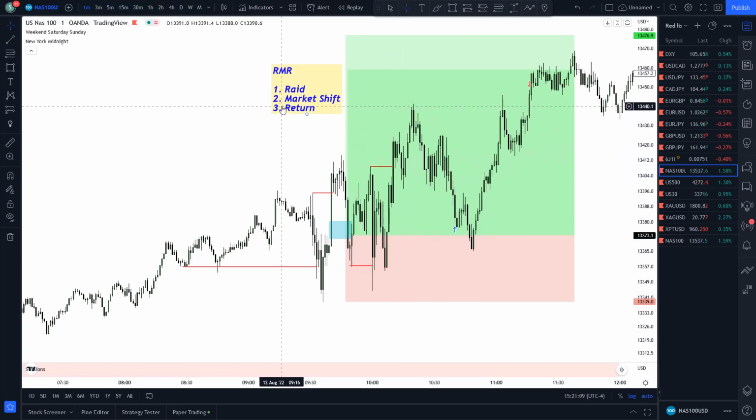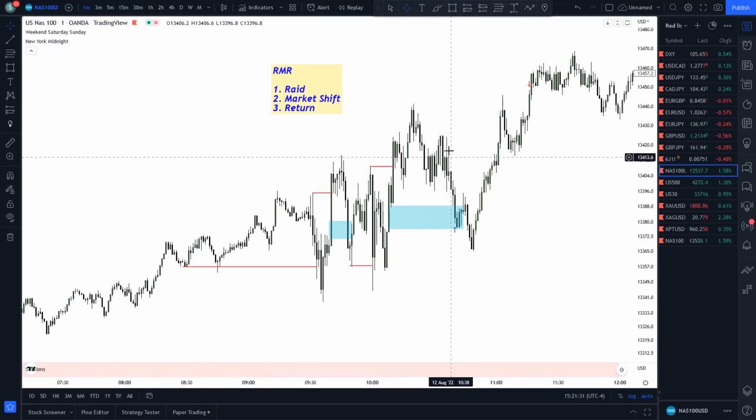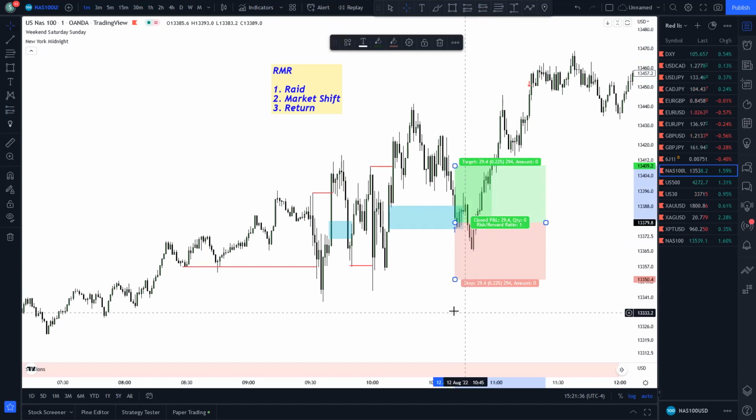And once again, we look for a return area. So in this case, another gap has been formed. If we extend that out, we can see that price managed to retrace into that gap where we managed to place our long position right there.